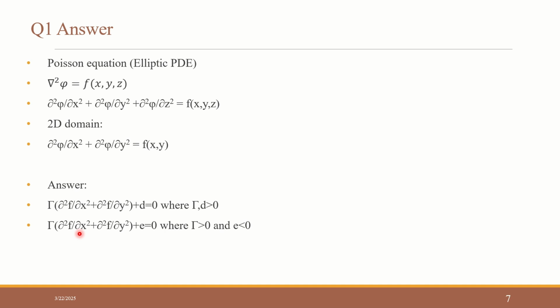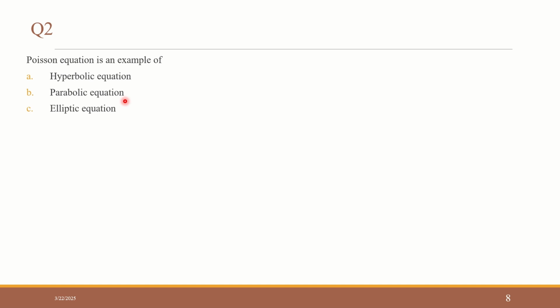Alright. Now we will move on to the next question. Question 2. In question 2, what is given? Poisson equation is an example of dash. Option A, hyperbolic equation. Option B, parabolic equation. Option C, elliptic equation. Option D, it is of mixed character.